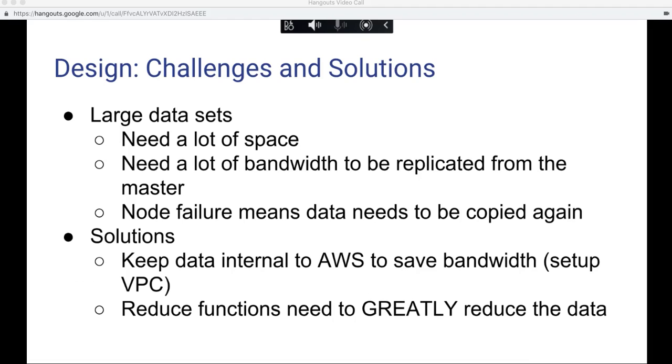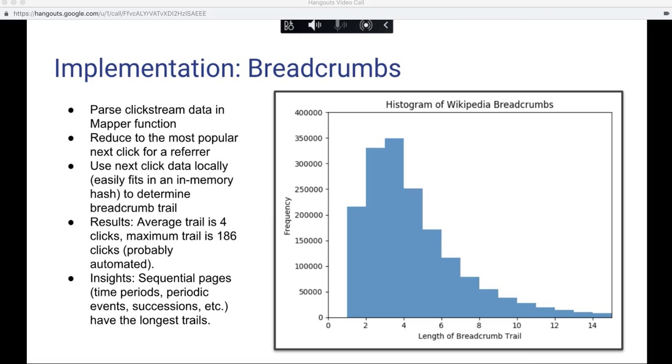So in order to make our lives a little bit easier, we designed the network so that the nodes were on an internal virtual private cloud so that the data could be transferred easier between them rather than having to come from us each time over the internet. And then we used reduce functions in the MapReduce framework to take this huge amount of data and break it down into smaller, more digestible chunks.